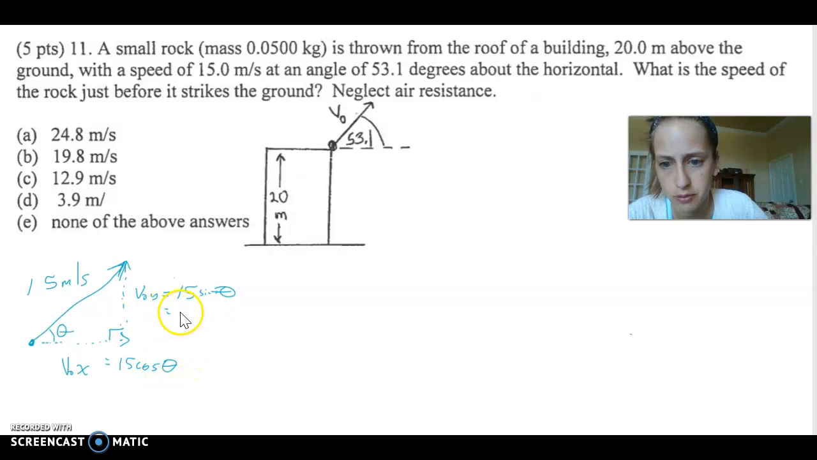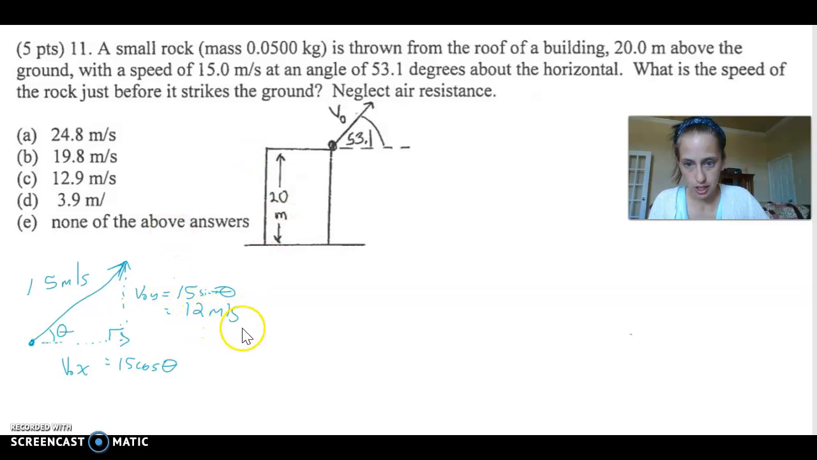All right, so that's 15 times the sine of 53.1. Be sure you're in degrees, not radians. So that rounds to 12 meters per second. That's our initial velocity in the y direction. And then the cosine is 9 meters per second. Ish. We're rounding. We'll live.